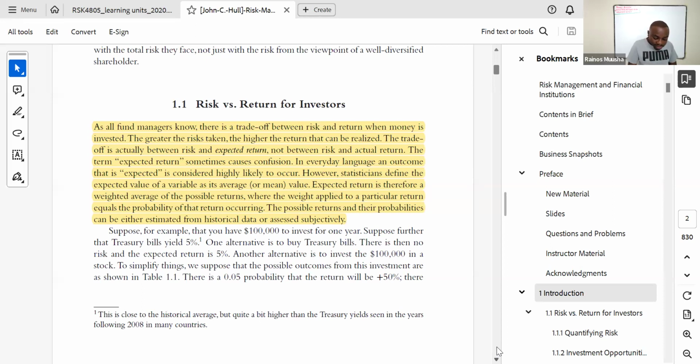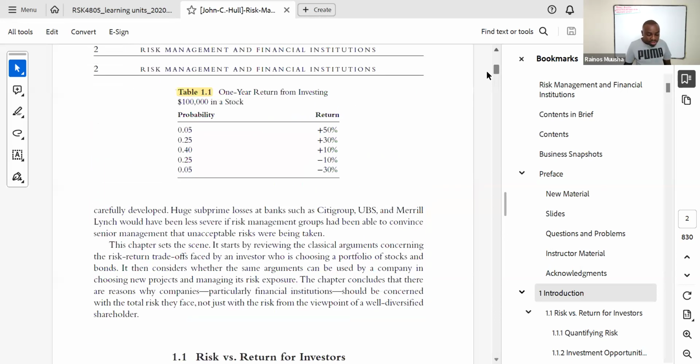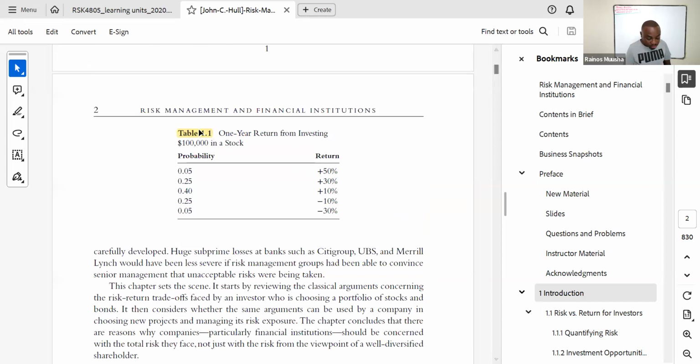So expected return is therefore a weighted average of the possible returns, where the weight applied to a particular return equals the probability of that return occurring. The possible returns and their probabilities can either be estimated from historical data or assessed subjectively. That's why, when you look at the relationship between return and the possible returns, we're looking at their probabilities and the possible returns.